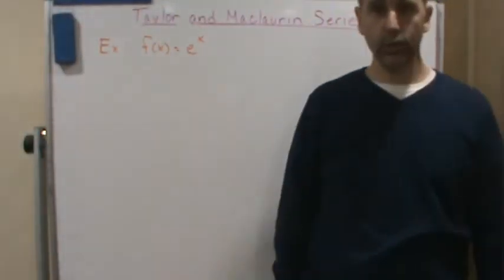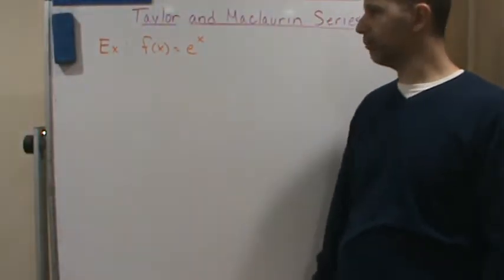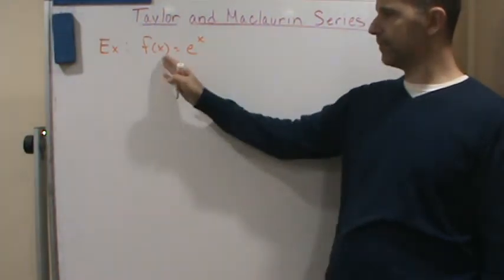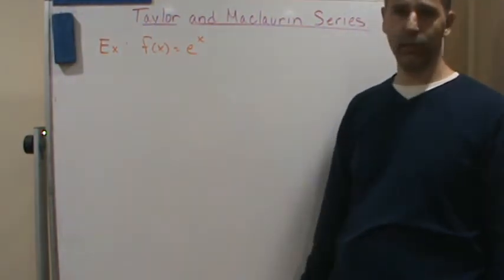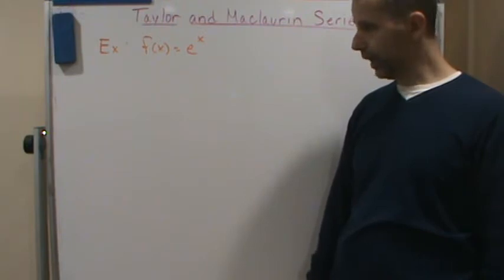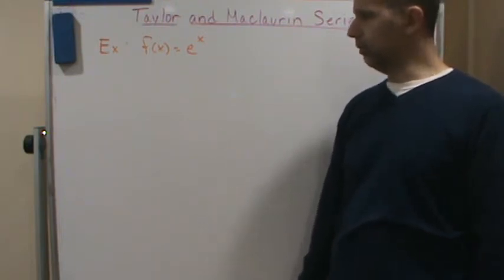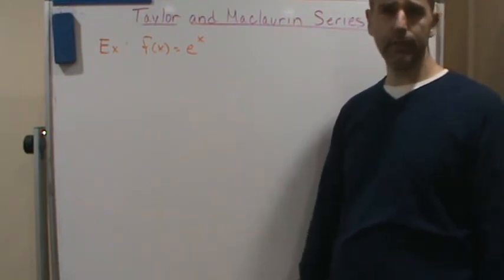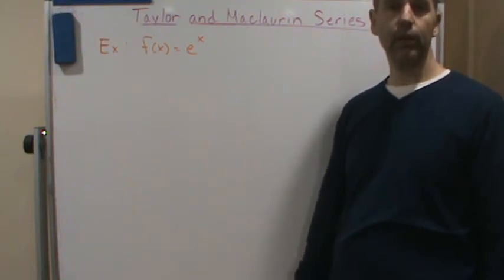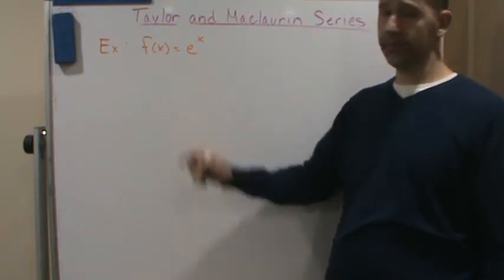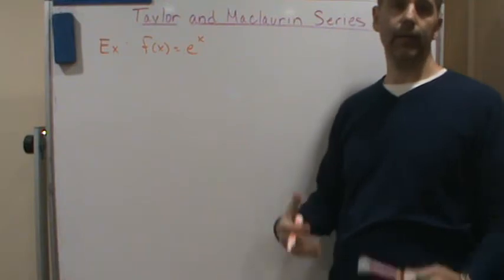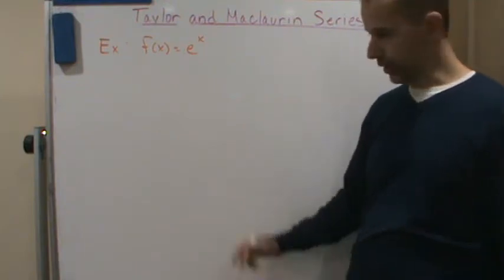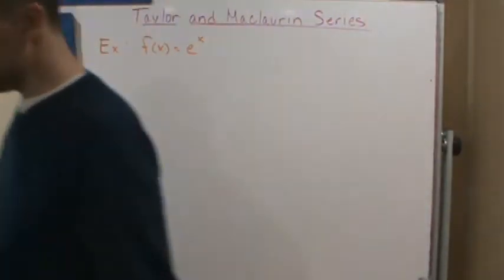Okay, so here we go. We're going to do an example. In this case, we're going to use the function f of x is equal to e to the x, and we're going to show that the Maclaurin series for this function converges to this function on the interval of convergence. Okay, so here's what we're going to do.